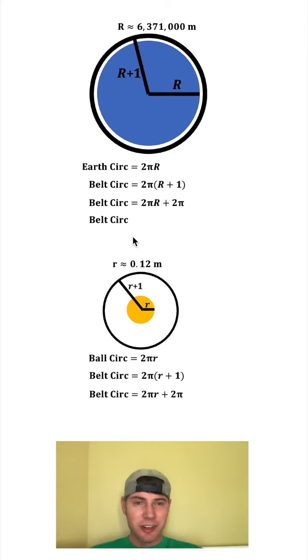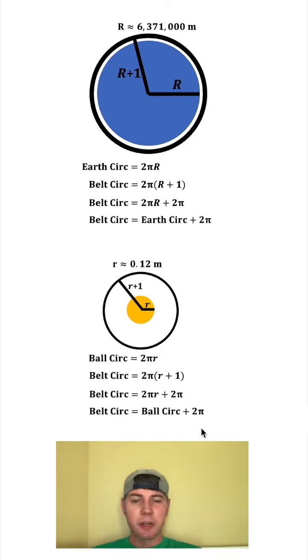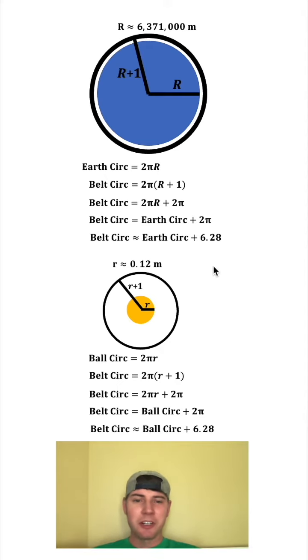So let's look at the belt circumference. 2 pi capital R was the Earth's circumference, and then we're going to add 2 pi to that. And the same thing down here, this 2 pi little r is the ball circumference, and then we're going to add 2 pi to that. And then 2 pi is approximately equal to 6.28. Whether it's something as large as the Earth or as small as a basketball, increasing the length of the belt by approximately 6.28 meters gives us a 1 meter gap all the way around.